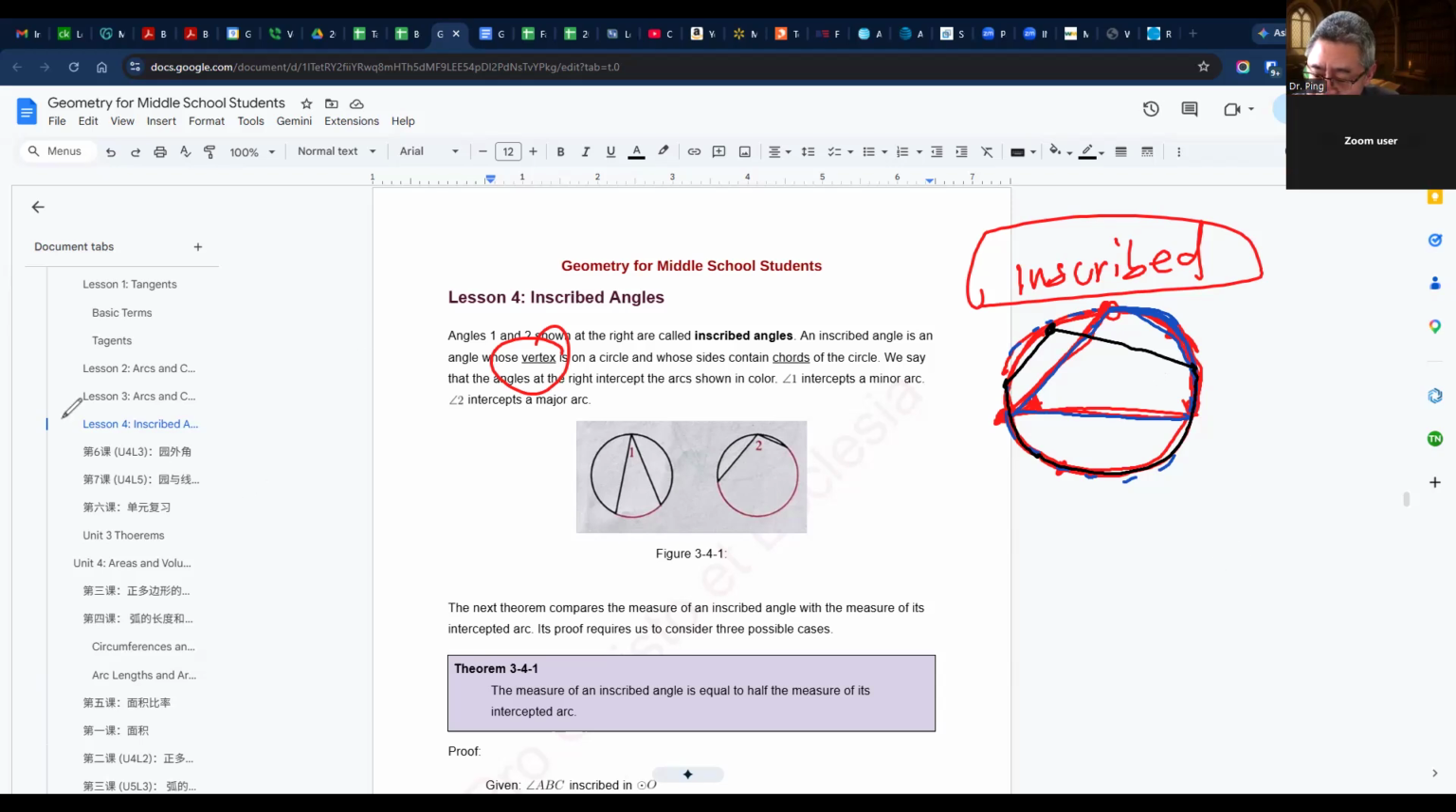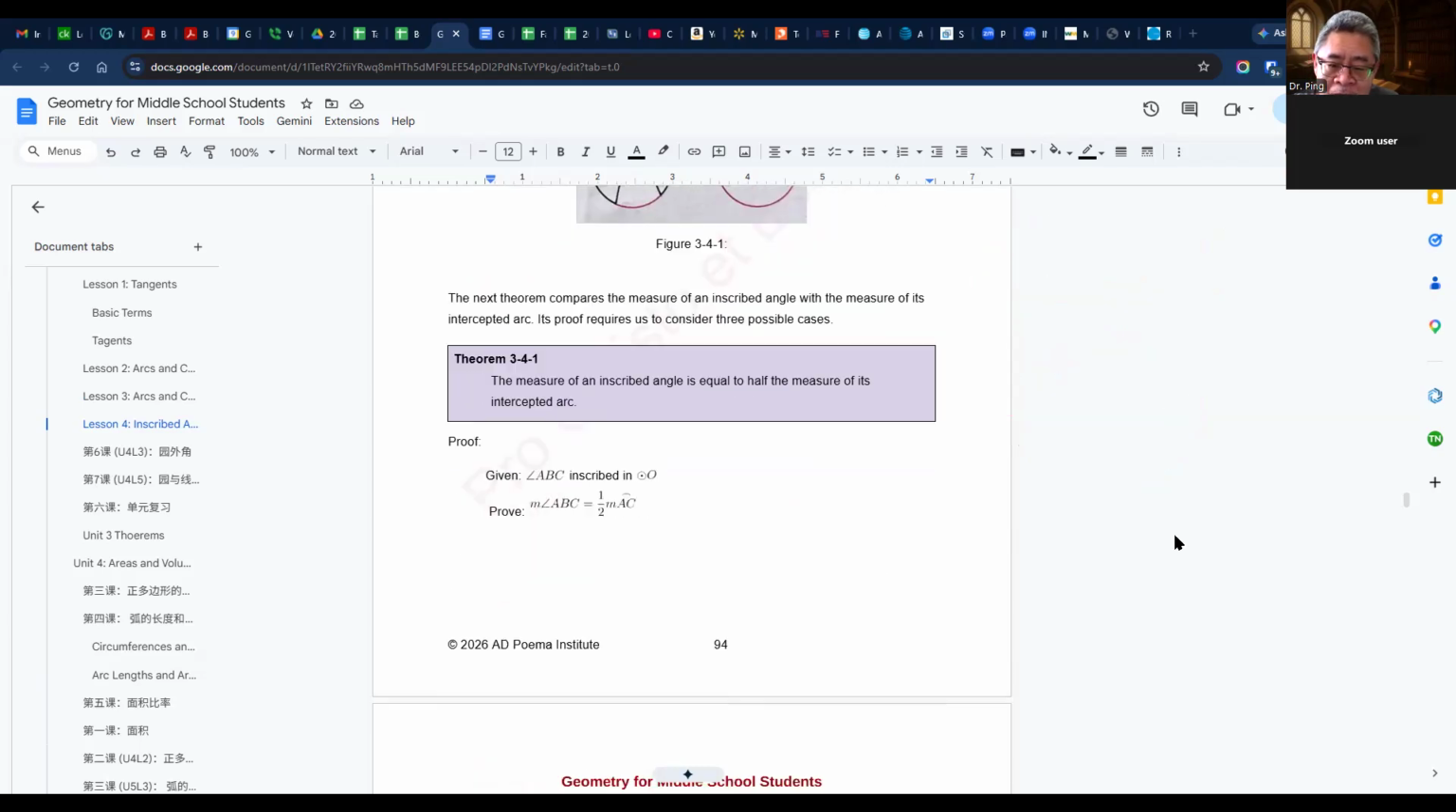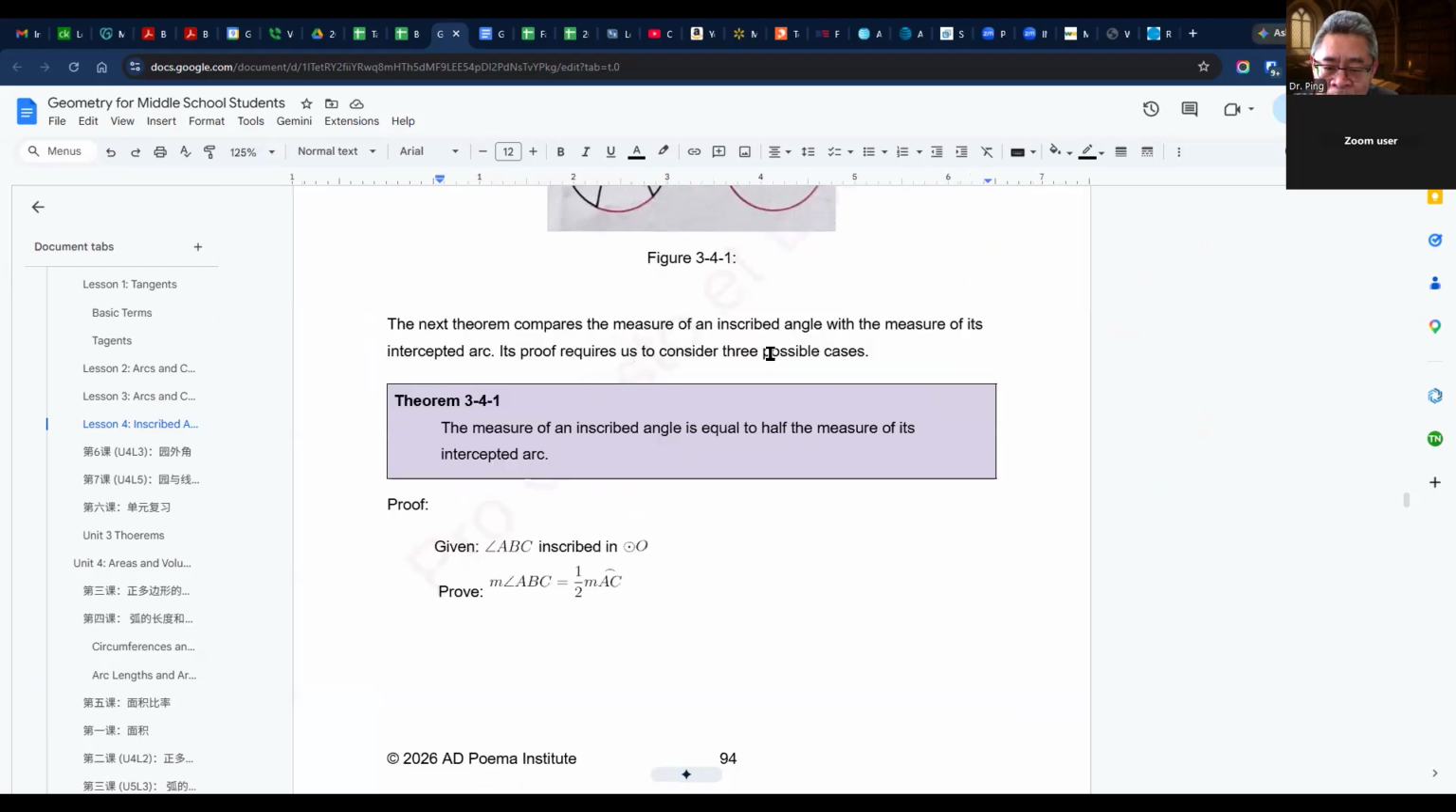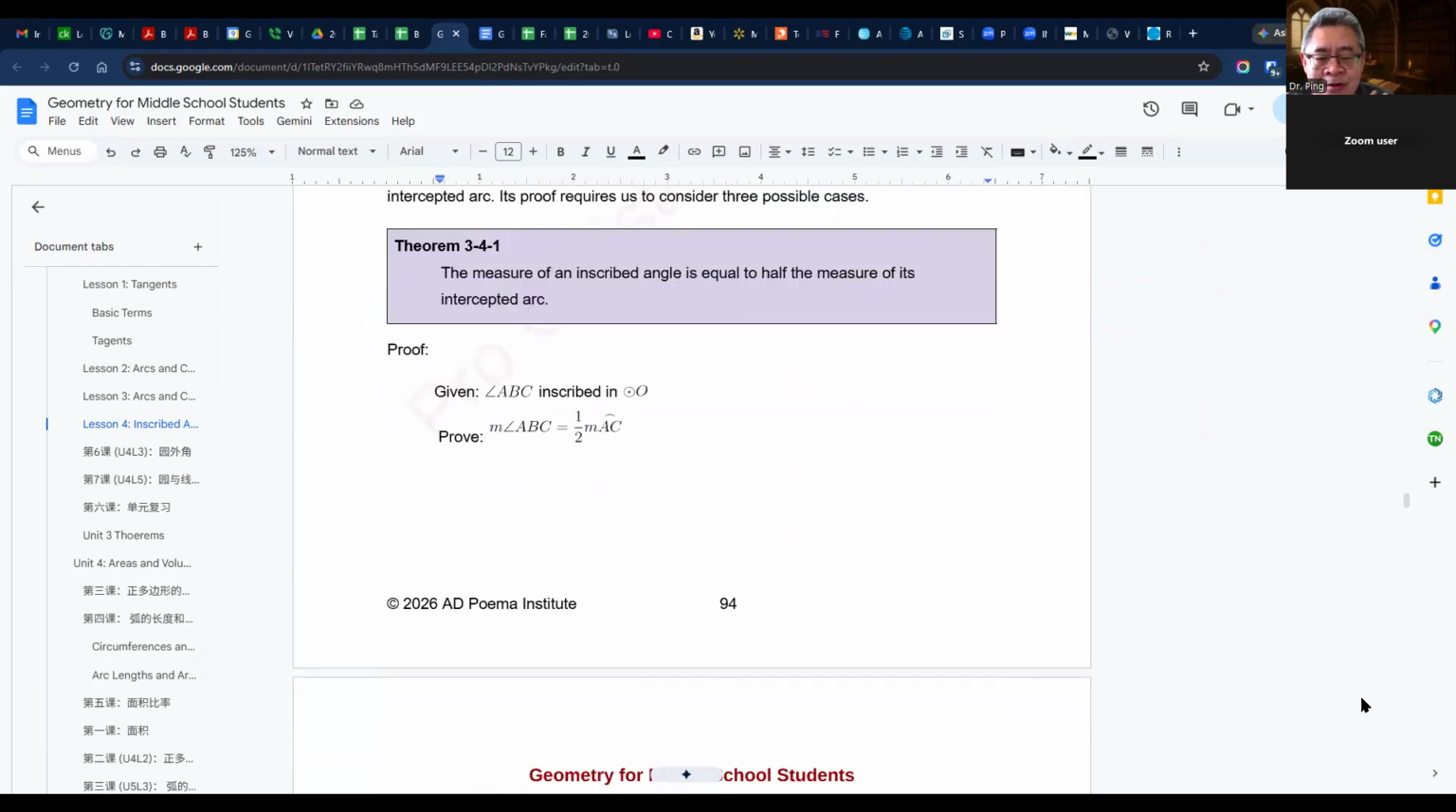Okay, now for this one we do have a theorem. Theorem 3-1-4 says the measure of an inscribed angle. When we say the measure, we're talking about how big that inscribed angle is. There are two ways to measure it: one is by degree, another is by radian. Here we're pretty much just using degrees.